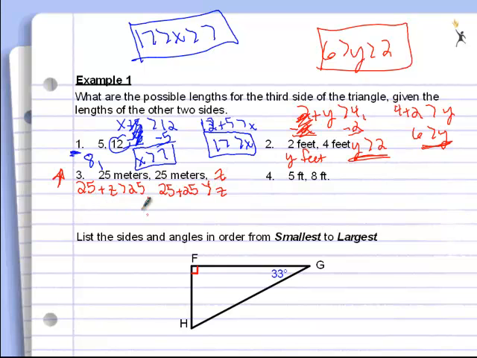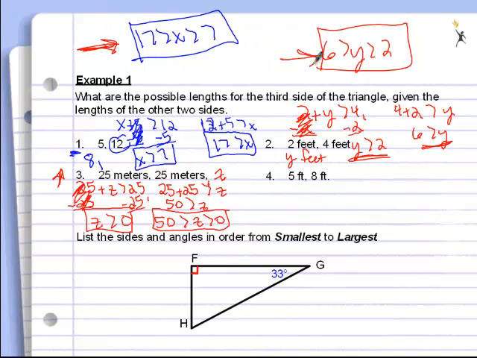Now, if I solve these two, if I subtract 25 from both sides on this side, I get z has to be greater than 25 minus 25 is 0, so z has to be greater than 0. And then on this side, 25 plus 25 is 50, and that has to be greater than z. Z has to be less than 50 but greater than 0. So we can write an inequality. You learned in algebra that these are called compound inequalities, meaning there's more than one inequality statement being used at a time.